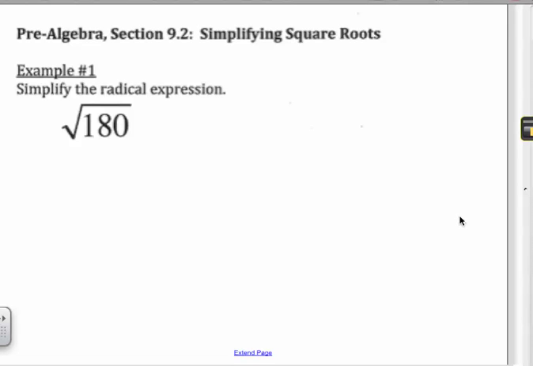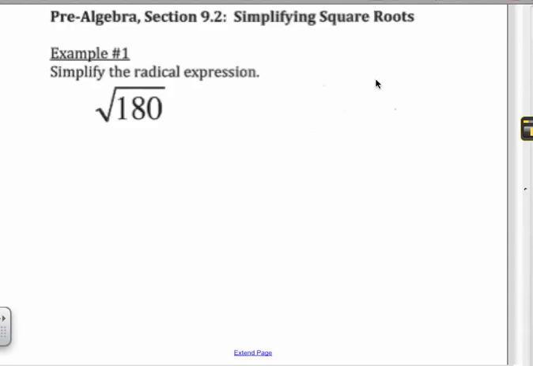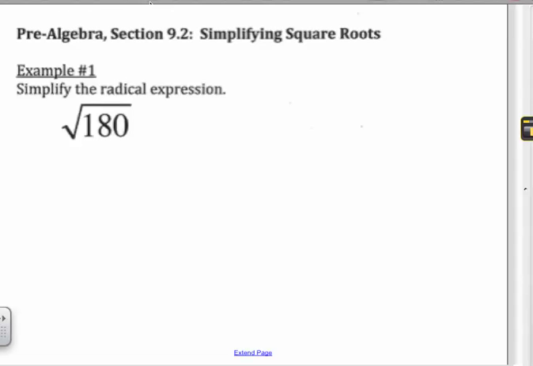Okay, guys, section 9.2, simplifying square roots. Now, you're going to remember because we talked about this yesterday, but we can multiply radicals. Do you remember me putting this one up on the board? I said that the square root of 4 times the square root of 9 equaled the square root of 36. Do you remember us doing that yesterday?